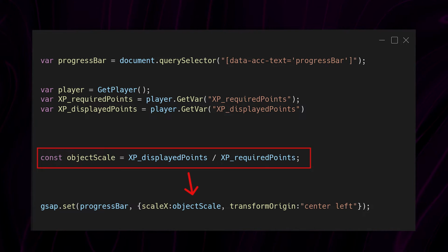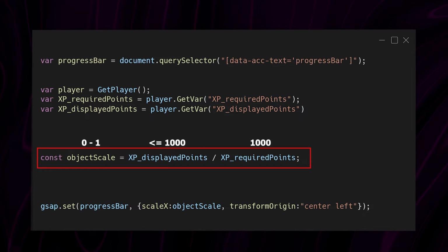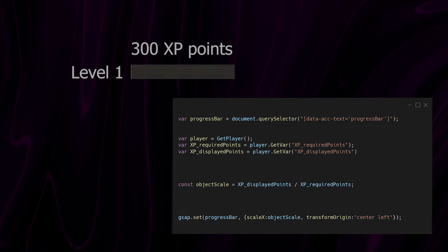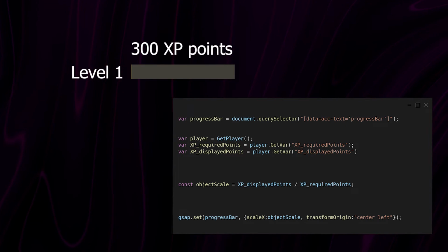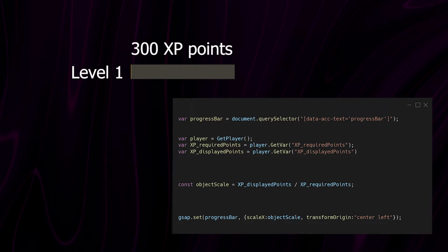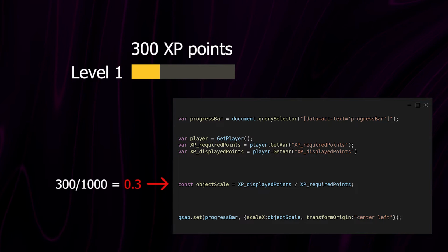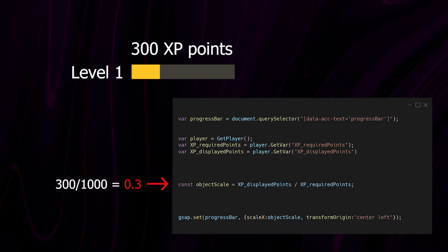We calculate the scale beforehand by dividing these two values, which will result in a number between 0 and 1. So let's run through this with an example. If a user starts at level 1 with 300 points out of 1000, the progress bar will scale to 30%. Cool, we are halfway done.